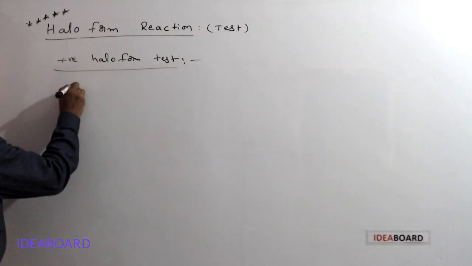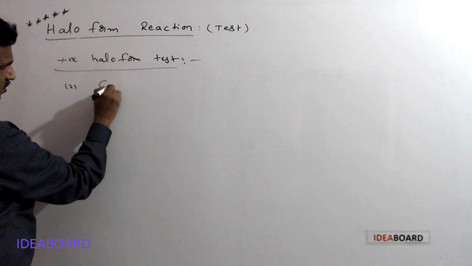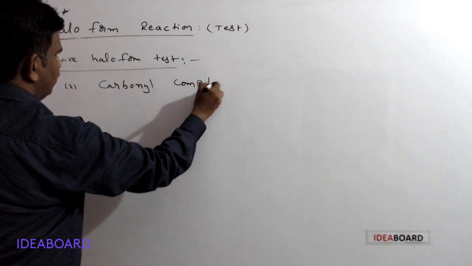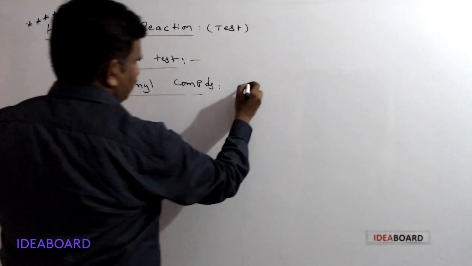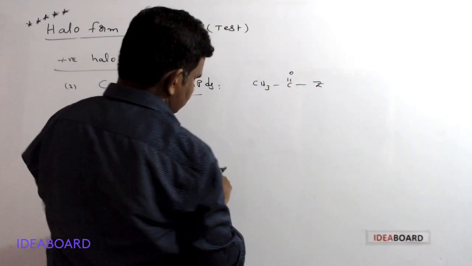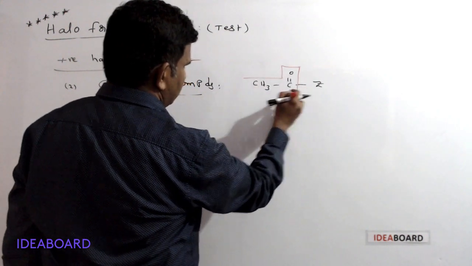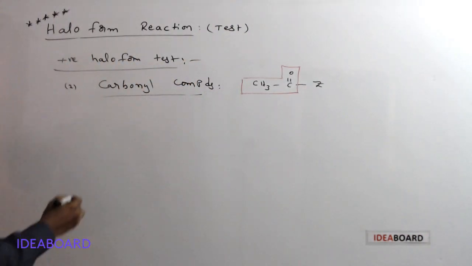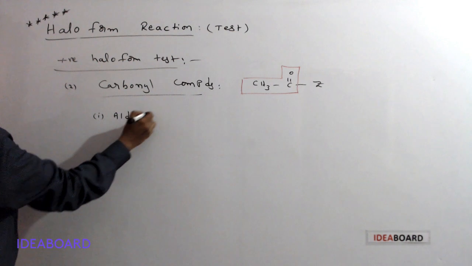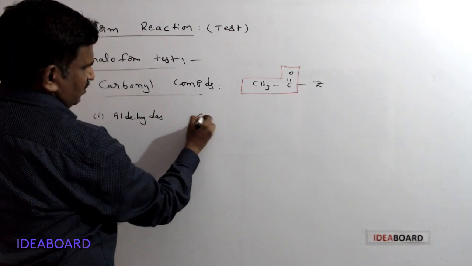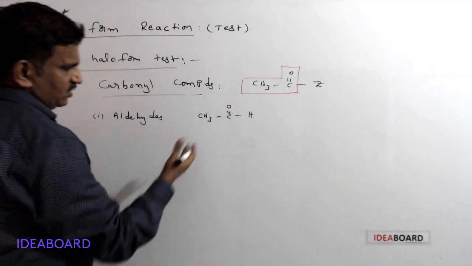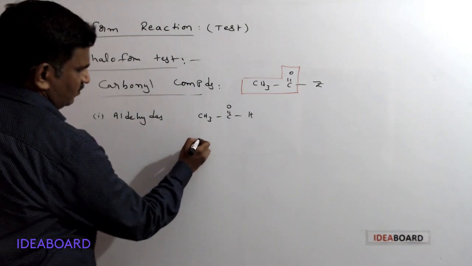Next, the second type of compounds which show a positive haloform test is the carbonyl compounds. In these carbonyl compounds, generally CH3COZ. This is a methyl keto group, or a carbonyl group containing compound. In this, first we are taking aldehydes. First aldehyde, CH3 C double bond O H. That is acetaldehyde. It will give the haloform test.